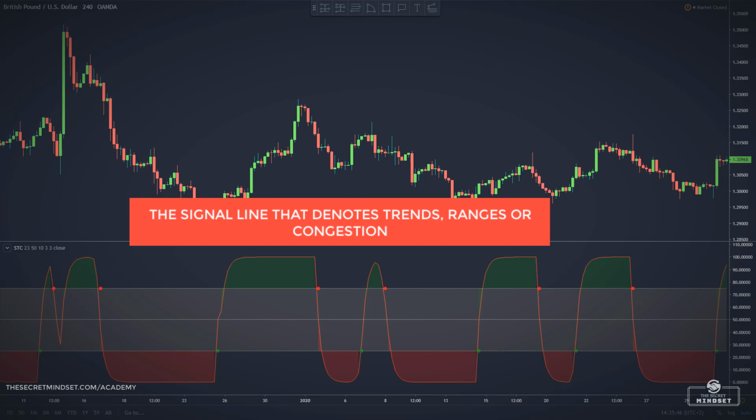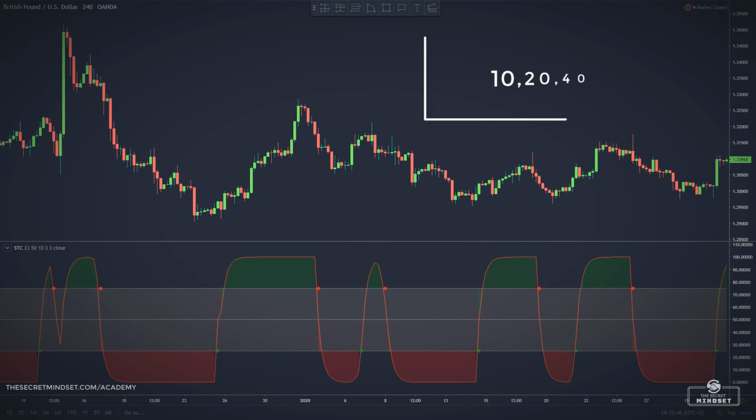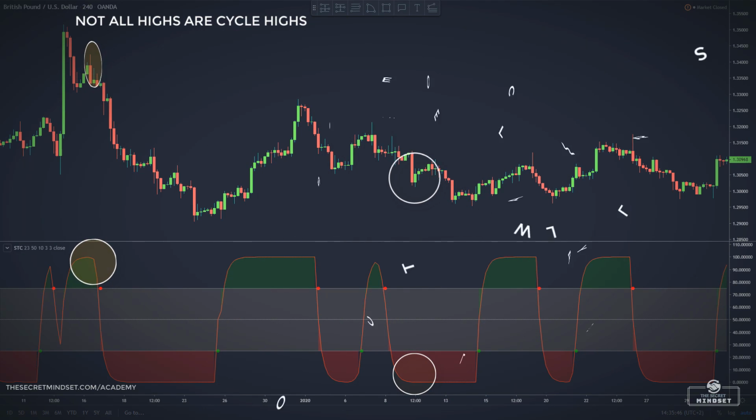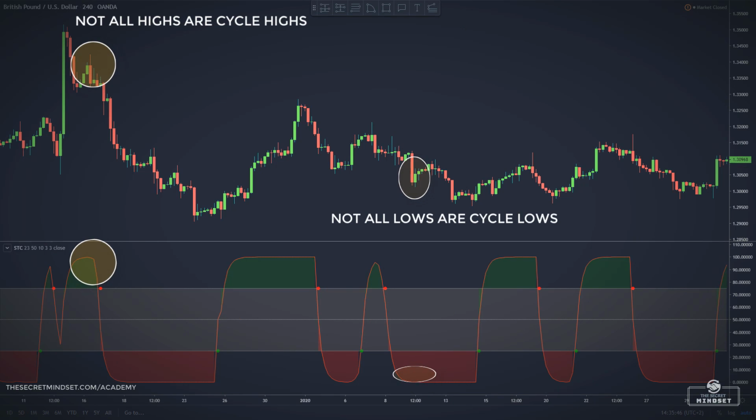The developer of this indicator considered that currency cycles generally come in 10, 20, and 40-day cycles. These are measured by daily and weekly candlesticks. In addition, you must know that not all highs are cycle highs and not all lows are cycle lows. One of the problems with the STC indicator is that the signal line can get stuck in overbought and oversold territories for extended periods. This is because cycles haven't completed their time, but we'll discuss these problems later.